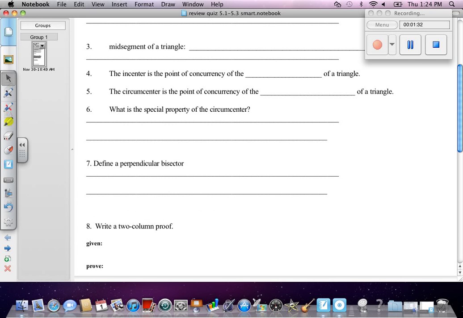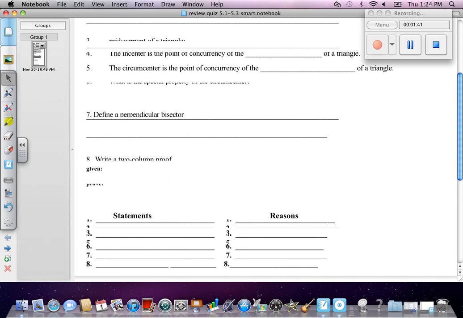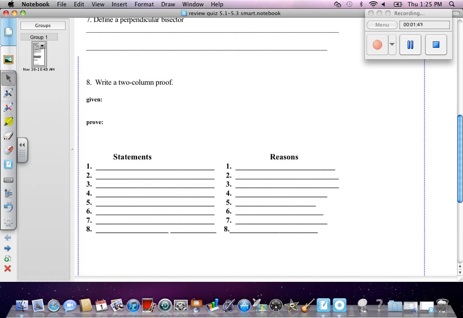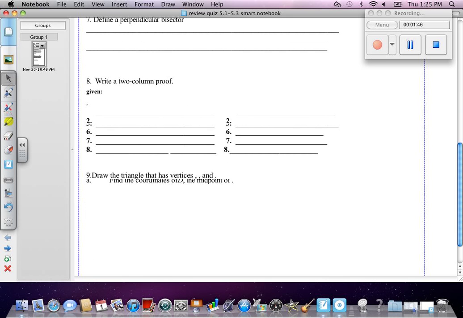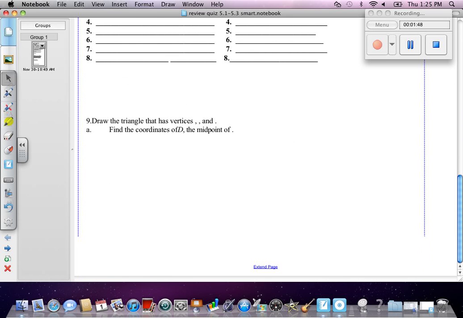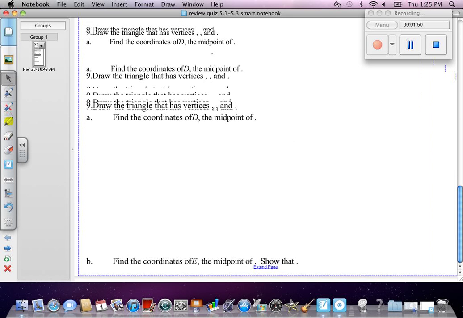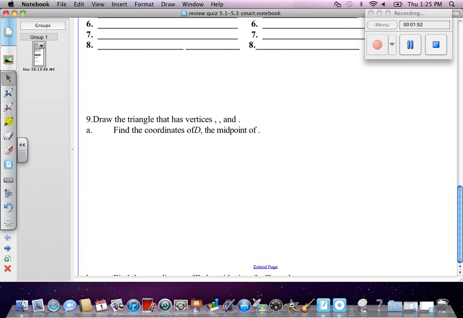The circumcenter is the point of concurrency for angle bisectors. Okay, let's go over this lovely proof. Is this proof basically the same one that was in the notes? Wait, what's number 4 again? Number 4, the incenter is the point of concurrency for angle bisectors.